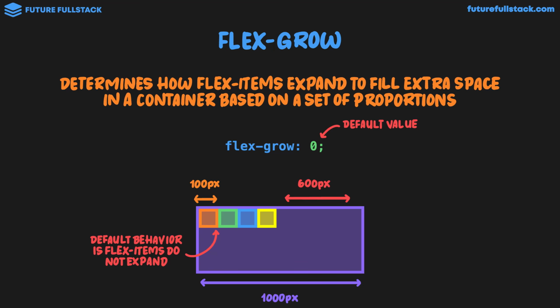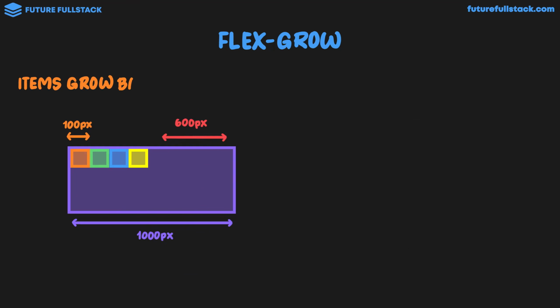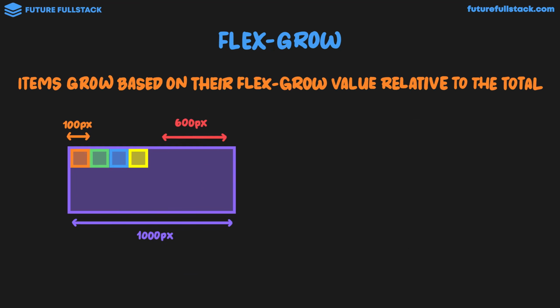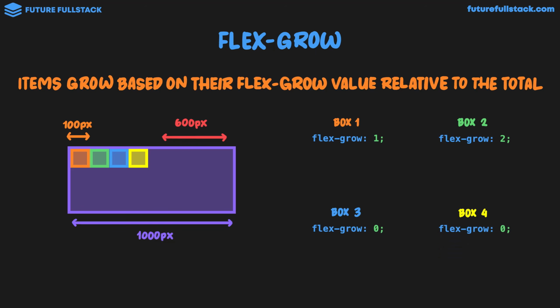However, we can override this and use the flex-grow property, and this calculates how flex items can fill the extra space. So let's see how this works, going through step by step. Items grow based on their flex-grow value relative to the total. So let's start with box 1, which is the orange box on the far left. Let's give it a flex-grow value of 1. For box 2, which is the second green box, let's give it a flex-grow value of 2. For box 3, which is the third blue box, we'll give it a flex-grow value of 0, which is just the default value. And for box 4, the fourth yellow box, let's also give it a flex-grow value of 0, which again is the default value.